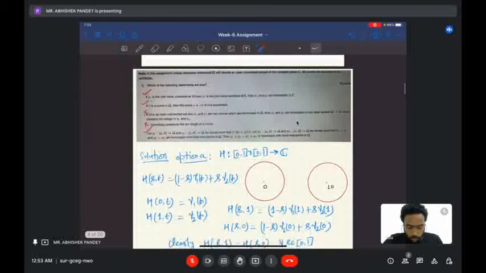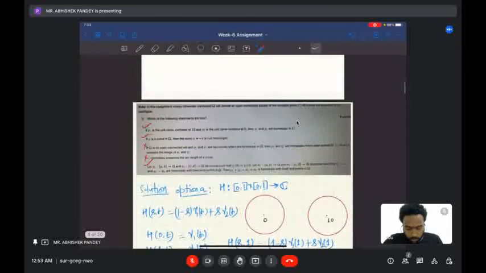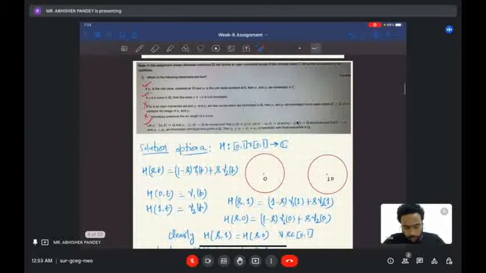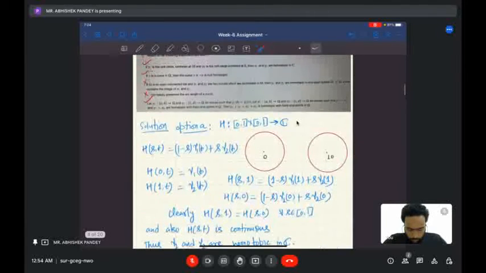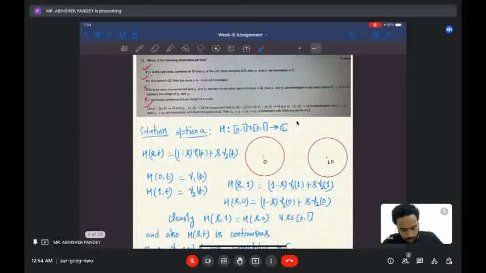Now let us move towards the assignment. First question. It is asking which of the following statements are true. First statement: if gamma 1 is the unit circle centered at 10 and gamma 2 is the unit circle centered at 0, then gamma 1 and gamma 2 are homotopic in C. Remember that homotopy also depends upon the domain. So here this is your gamma 1 and this is your gamma 2.